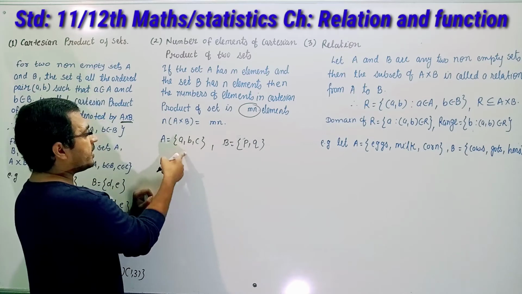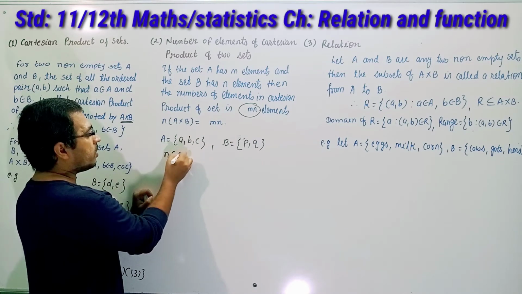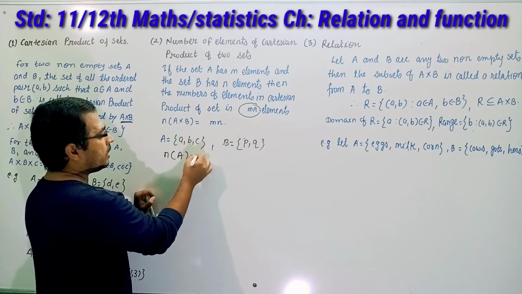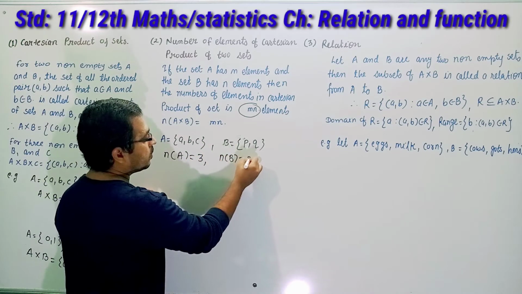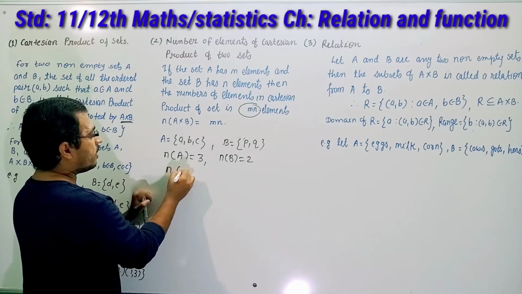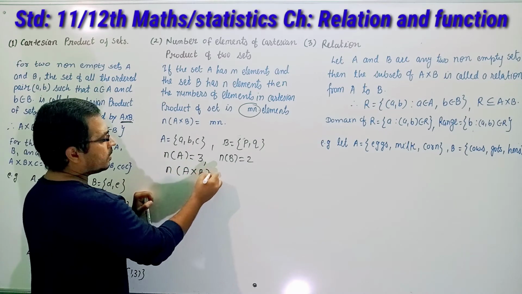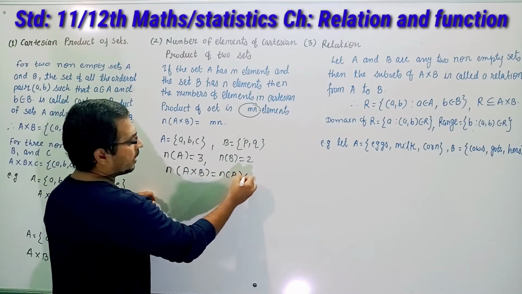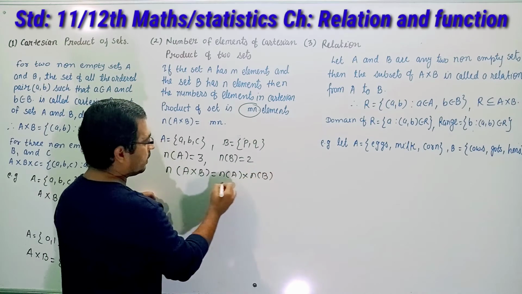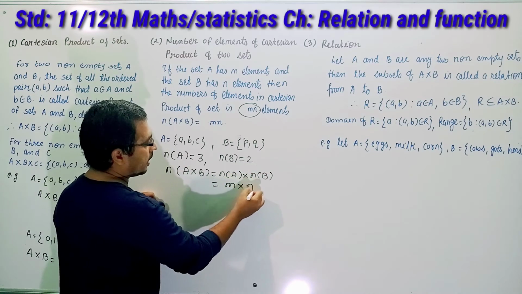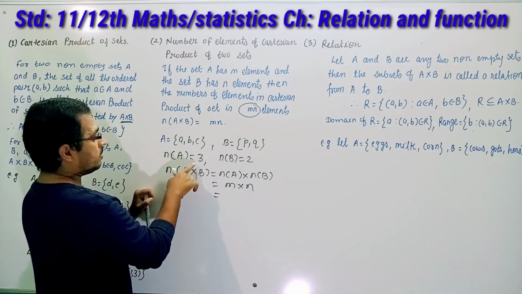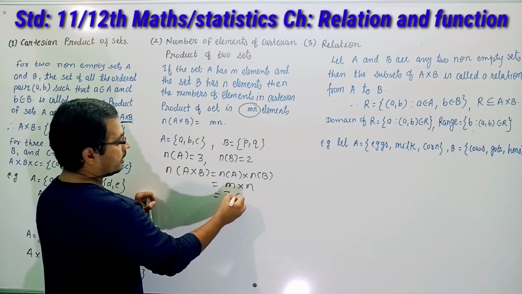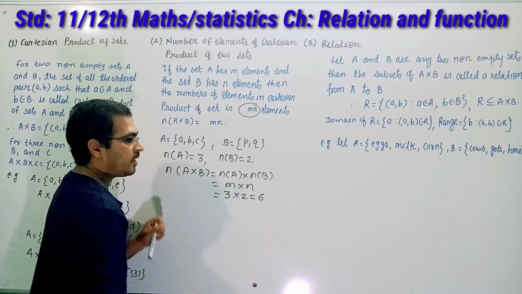So students, here we can write the number of elements of A is 3, and the number of elements of B is 2. So the number of elements of A cross B will be the number of elements of A times the number of elements of B, meaning m times n. Here m is 3 and n is 2, so we are getting 6.